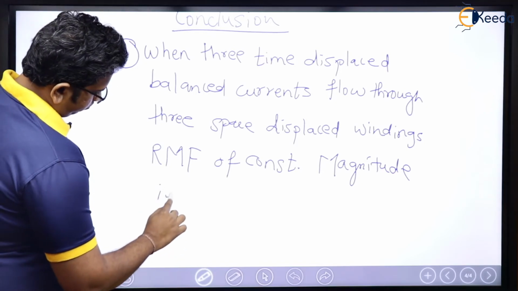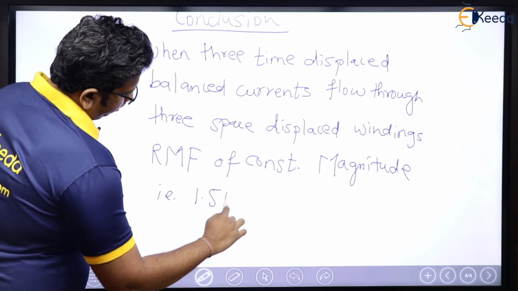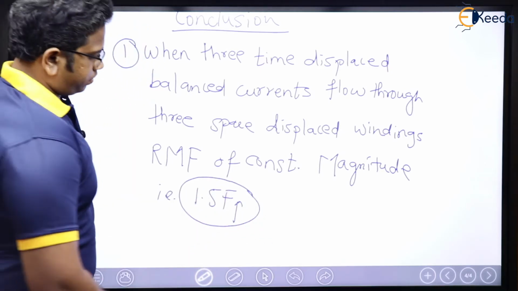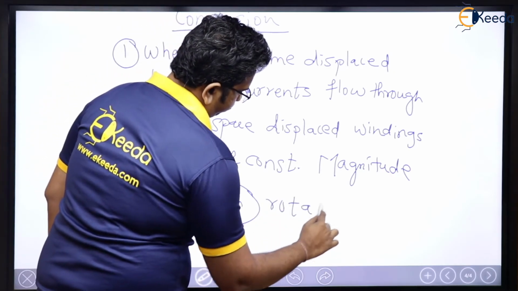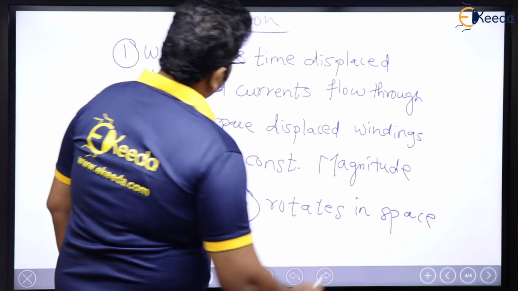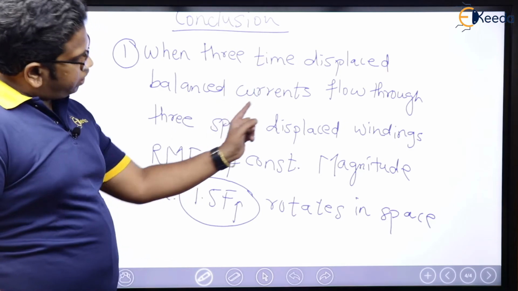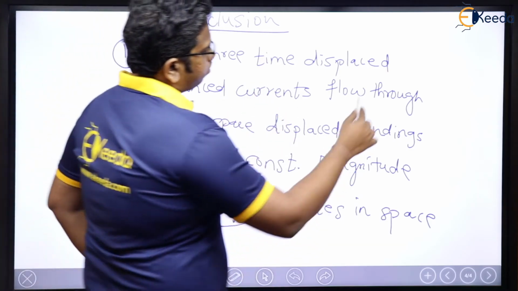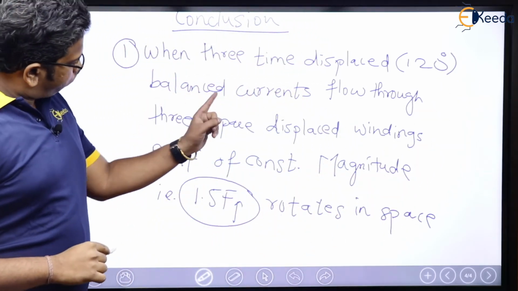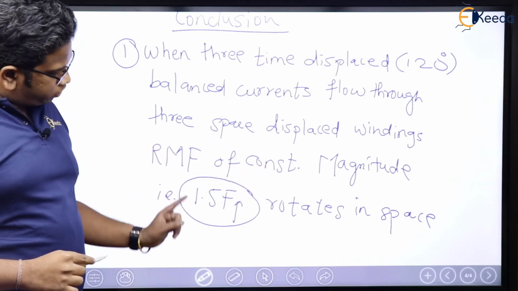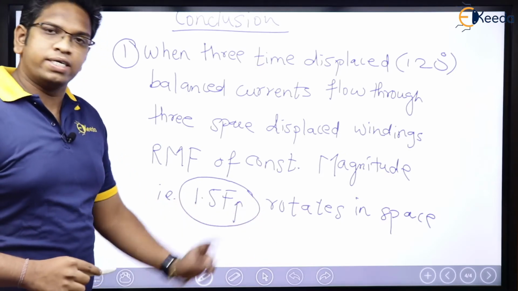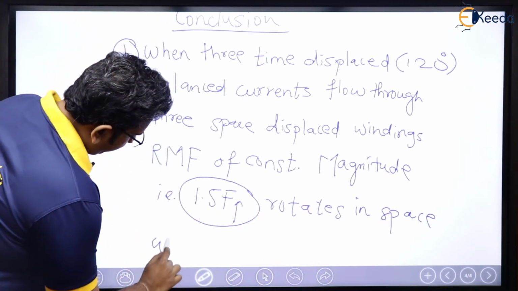That is 1.5 times F max, rotates in space. Now see here, when three time displaced balanced currents, time displaced 120 degrees, flow through three space displaced windings, a rotating magnetic field of constant magnitude, that is 1.5 times F max, rotates in space with angle of time.